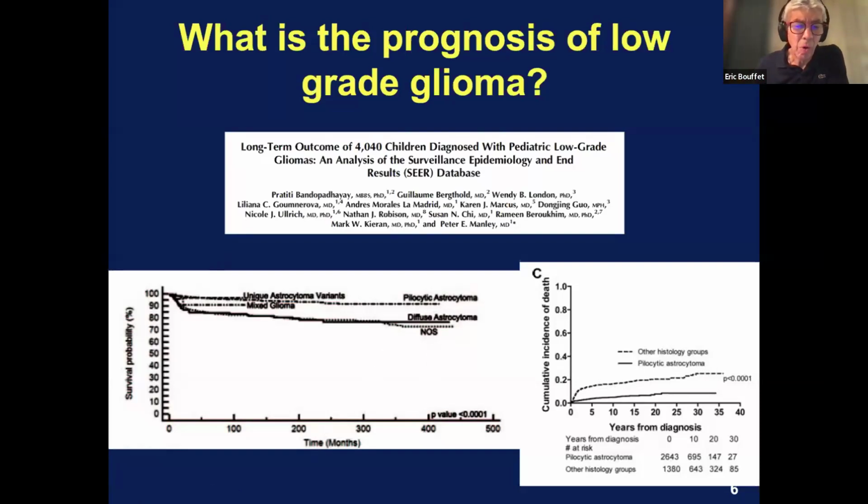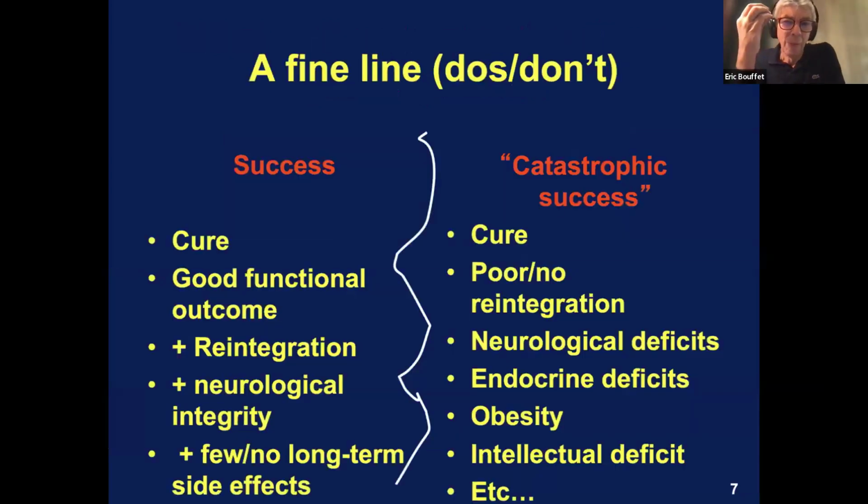It's related to some of the molecular alteration and the aggressiveness of the tumor. But overall, when we deal with patients with low-grade glioma, we are not going to talk about life and death, and it's more just to talk about success. And that's where the notion of success is very important, because your role as a physician is going to determine whether this patient will be cured successfully or whether it's going to be a catastrophic success.